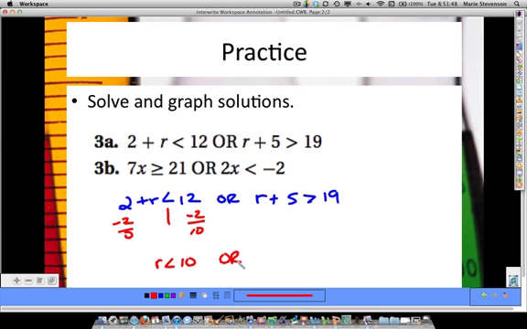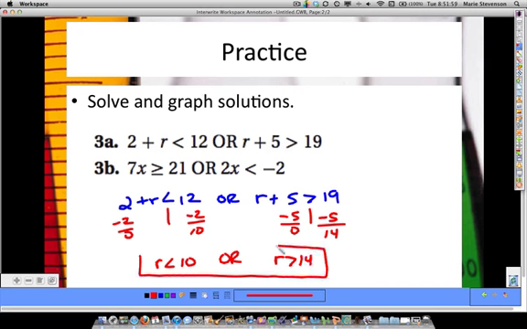Or, don't forget "or" in your answer. Yes, you have to write that. Yes, it is wrong if you don't. Yes, I will mark it wrong on a test or quiz if you don't put "or" there. So you should get r is less than 10 or r is greater than 14.